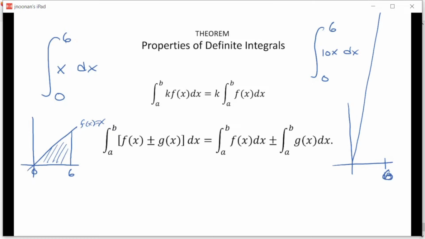Okay, so let's do the one on the left first. The one on the left is pretty easy, and I know, Sam, that you can do the area of this triangle, can't you? Sure you can. How tall is this triangle? 6. It is 6 tall, and how wide is it? 6. And you know the area formula for a triangle. So put it all together.